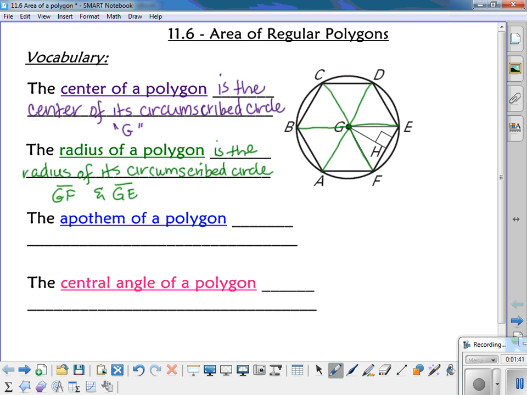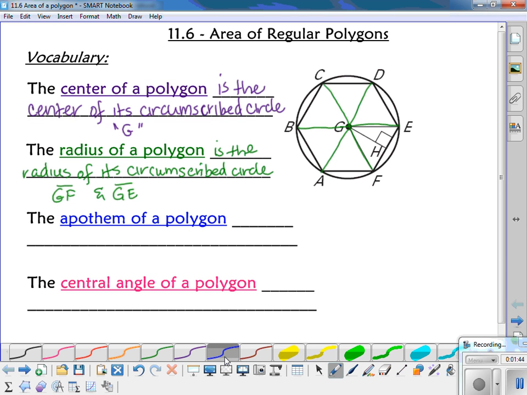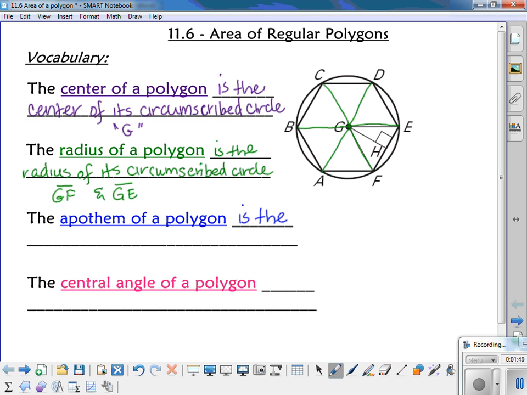The apothem of a polygon is the distance from the center to the side. The distance from the center to the side. So if I look at the figure, GH here is the apothem. And then the central angle is the angle formed by two consecutive radii.